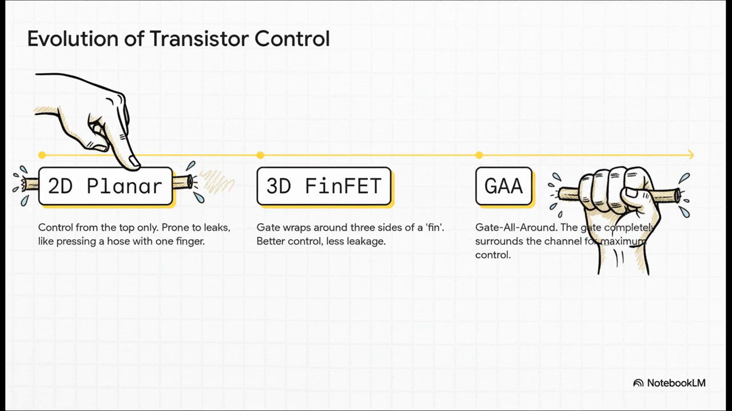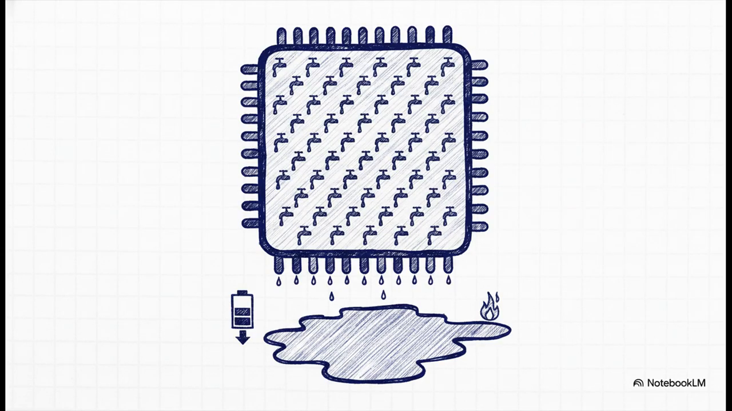This is like clenching your entire fist around the hose. You get absolute, maximum control, no leaks. So why does all this matter? Why go to all this trouble? Well, here's the problem. As those little transistor faucets get smaller and smaller, they start to drip. They leak a little bit of current even when they're supposed to be off.